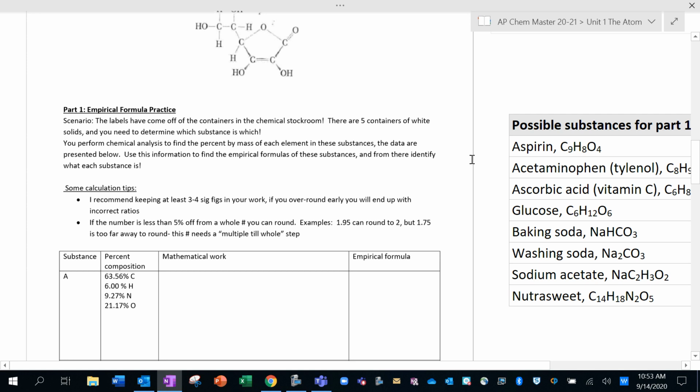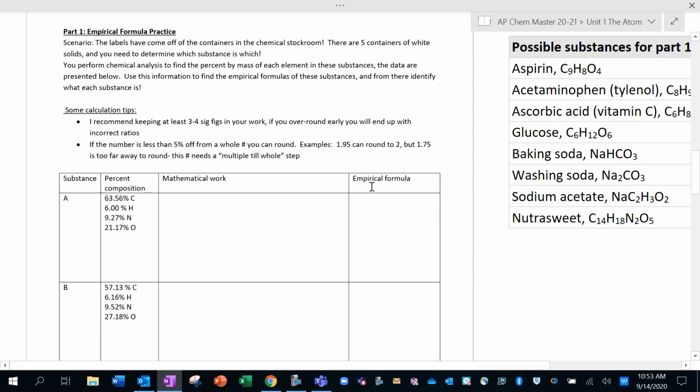And so let's take a look down here at substance B. So the scenario here is we're assuming that we have encountered some unlabeled white solid. We don't know what it is. We're trying to identify it. We know maybe it's aspirin, Tylenol, vitamin C, glucose, baking soda. We know it's one of these possible substances over here to the right.